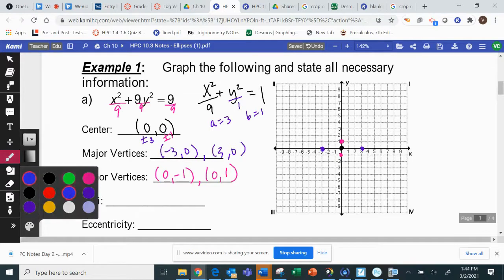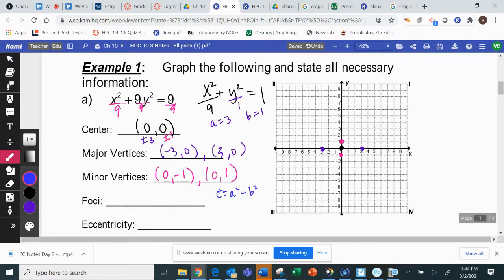The foci, we use the equation c squared equals a squared minus b squared. So the a squared minus b squared, again, you don't have to think too much about what a and b is. You can only subtract big number minus small number to make this work. The big number is the a squared, so 9 minus 1. So c is the square root of 8 or 2 radical 2.